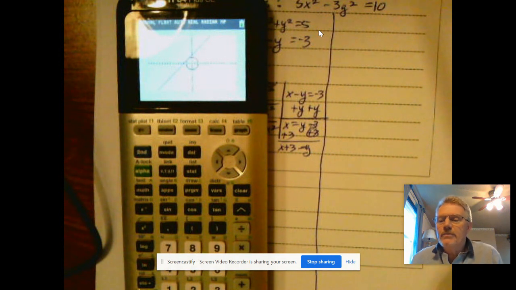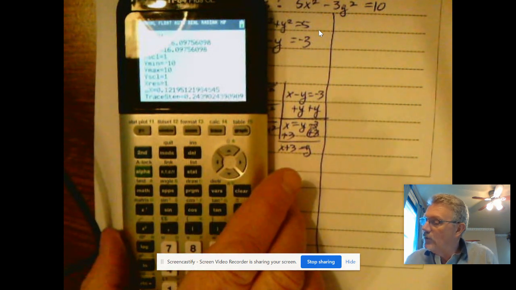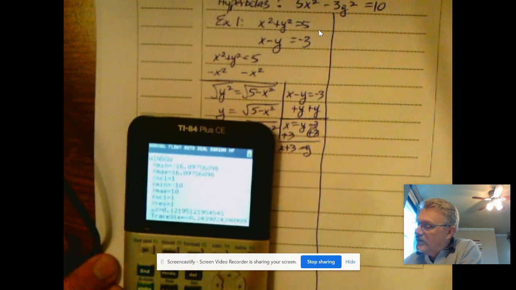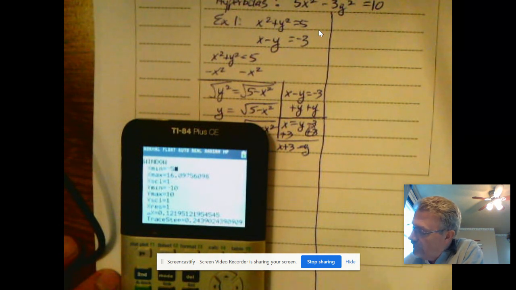So I've got a little bit of an issue with this. I really want to see what's going on. So I'm going to go back in and change my window, and I'm going to take my window from negative 5 to 5 for x and y.